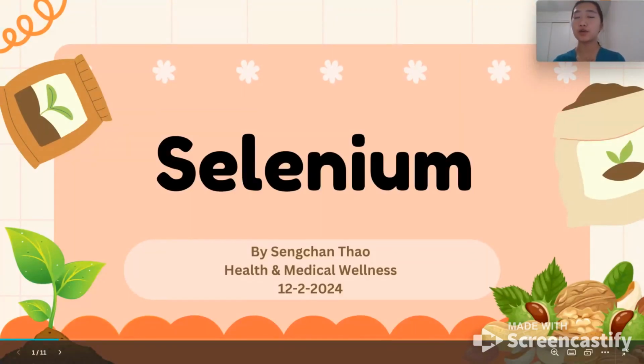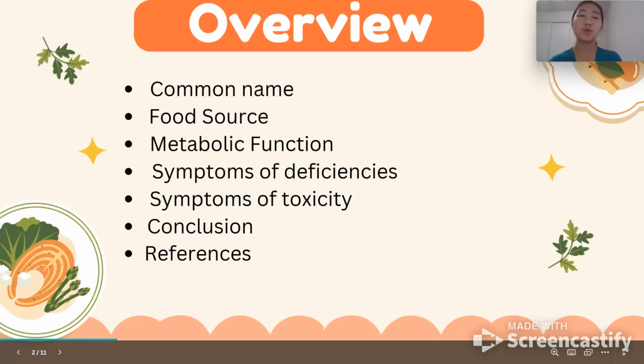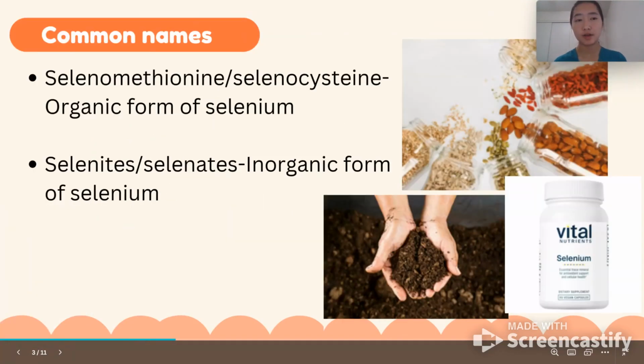Today I'm going to be going over the trace mineral selenium. This is the overview of what I'm going to be talking about throughout the whole presentation.